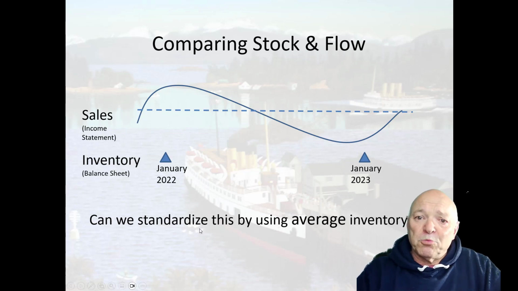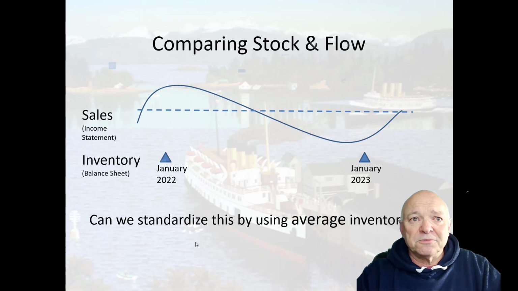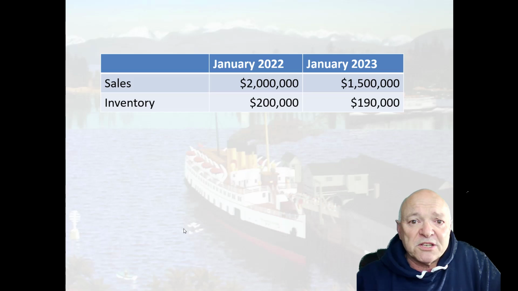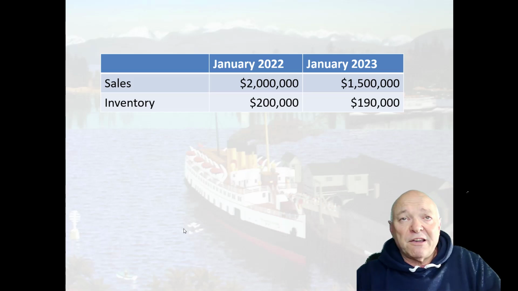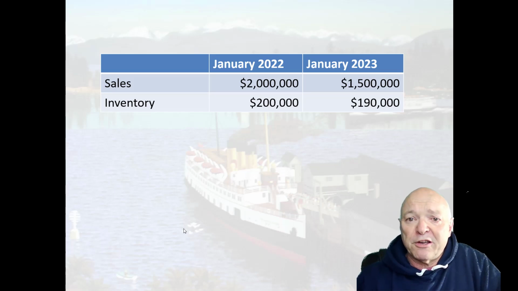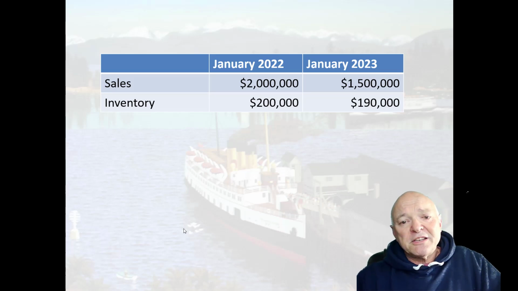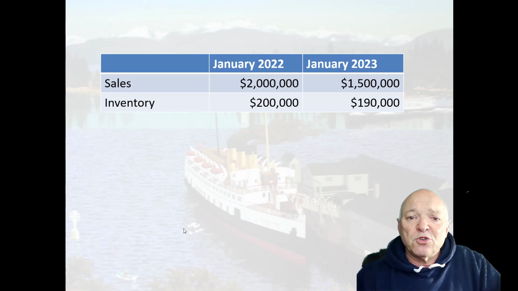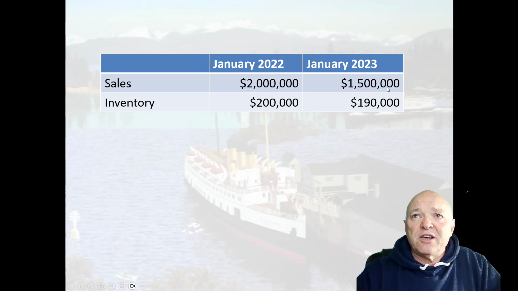If we calculate the days inventory, which I've done for you here, essentially that's just taken as the textbook version, inventory divided by sales divided by 365. Or according to some people, let's say inventory divided by cost of goods sold divided by 365. 2 million in sales for the first year of inventory on the shelf.